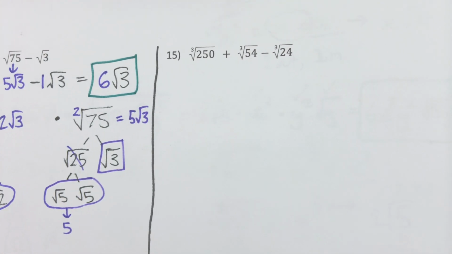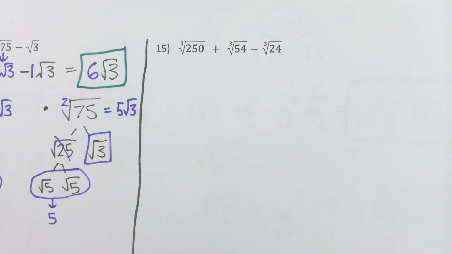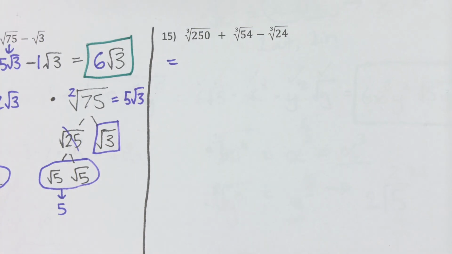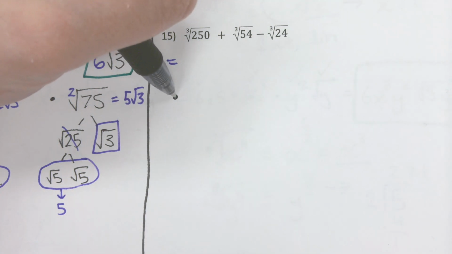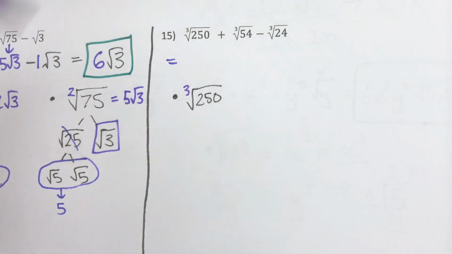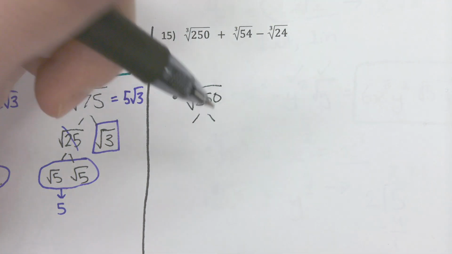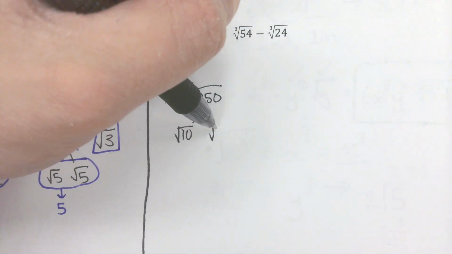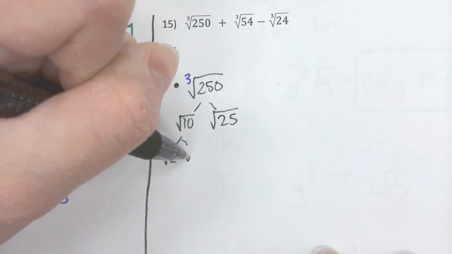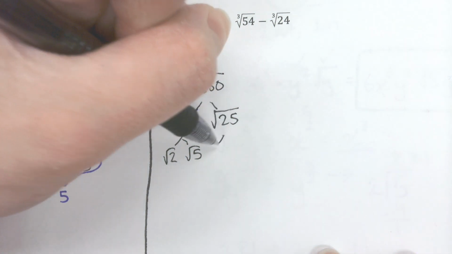15. Cube roots here. Once again, I'm going to set up my answer space. We'll start with the cube root of 250. 250 again ends in a 0, so I'm going to pull out a 10. And then the other number would be 25. 10 breaks down quickly, 2 and 5. 25 also breaks down quickly, 5 and 5.